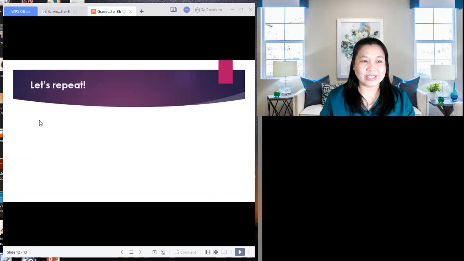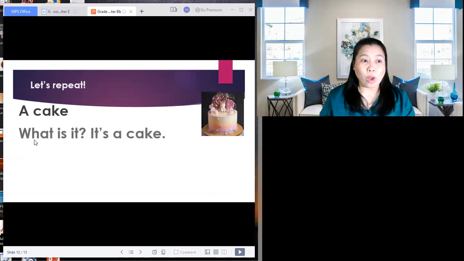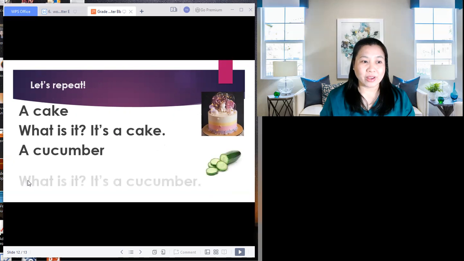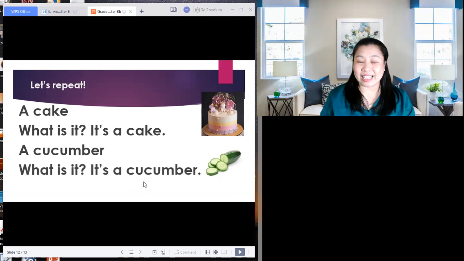Let's repeat. A cake. What is it? It's a cake. A cucumber. What is it? It's a cucumber.